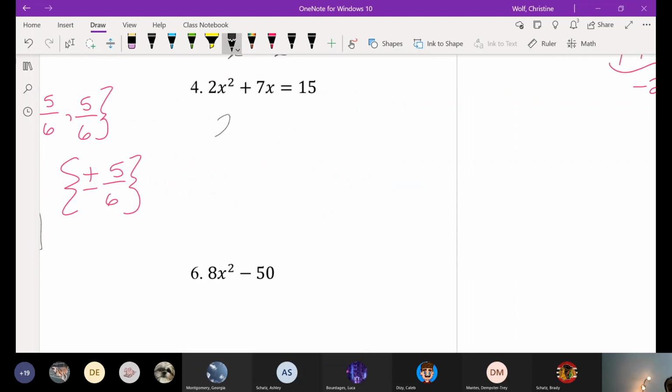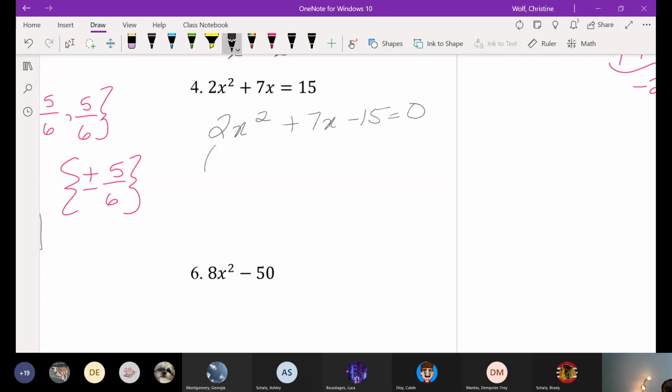OK, 4. So, étape numéro 1, assurer que c'est égal à 0 à un côté. So, j'ai bougé le 15 à l'autre côté, c'est devenu négatif. Ici, je ne peux pas faire méthode 1. Il n'y a rien enlevé à chaque terme. It's not method 2, and it's not method 3 because of that 2 there. This is method 4, guess and check.